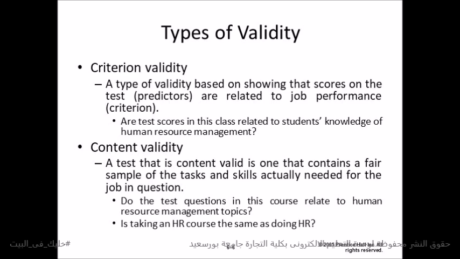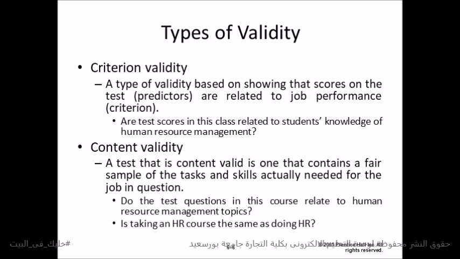Criterion validity is a type of validity which means that the test can accurately relate to the employee's job performance, so that if a student, for example, gets 10 by 10 on an HR test, this means that the student is very qualified in the principles of HR management. The higher the score the test delivers, the higher the performance of the employee. If the test provides scores which do not actually relate to the performance of the candidate, then this means that the test doesn't have criterion validity.